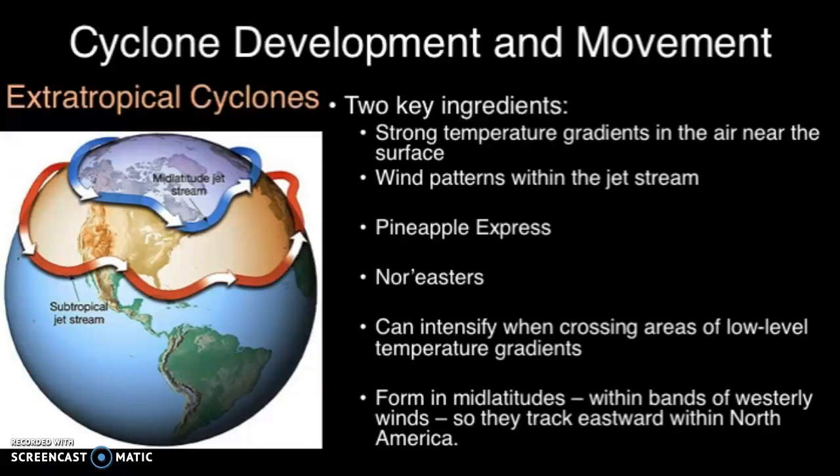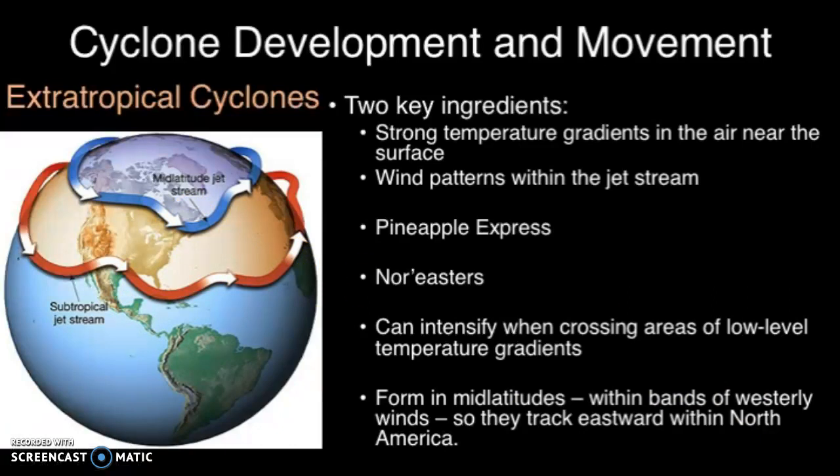You also need the wind patterns within the jet stream. What that means is that the jet stream will usually curve and bend north and south of their usual trend, as you're seeing in the picture over here, and usually along these areas of high and low pressure, right? That's why they actually curve.